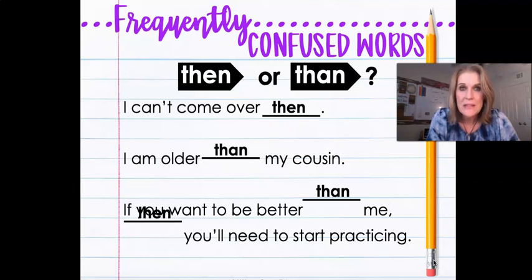Okay, now that's it for today. So you're going to be doing your practice slides for Tuesday, practicing the it's and the its and the then and the than. Then and than. Say that 5 times fast, right?